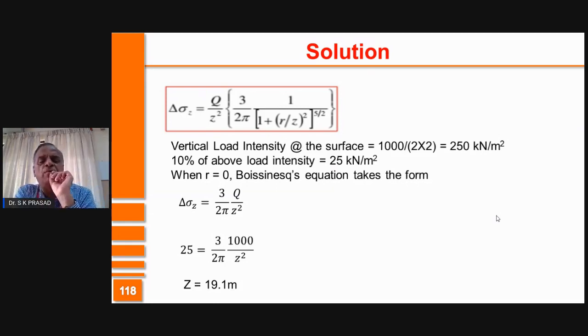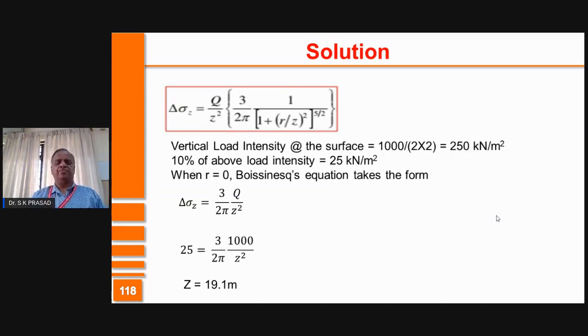When r is equal to 0, Boussinesq's equation takes the form delta sigma z equals 3 by 2 pi into q by z squared. And the stress is 10% of 250, therefore 25, equal to 3 by 2 pi into 1000 by z square. Please note that r by z whole square to the power 5 by 2 is cancelled because we are considering along the line of the load, not in the radial direction. Therefore, only unknown z is calculated as equal to 19.1 meters. Z is equal to 19.1 meters.